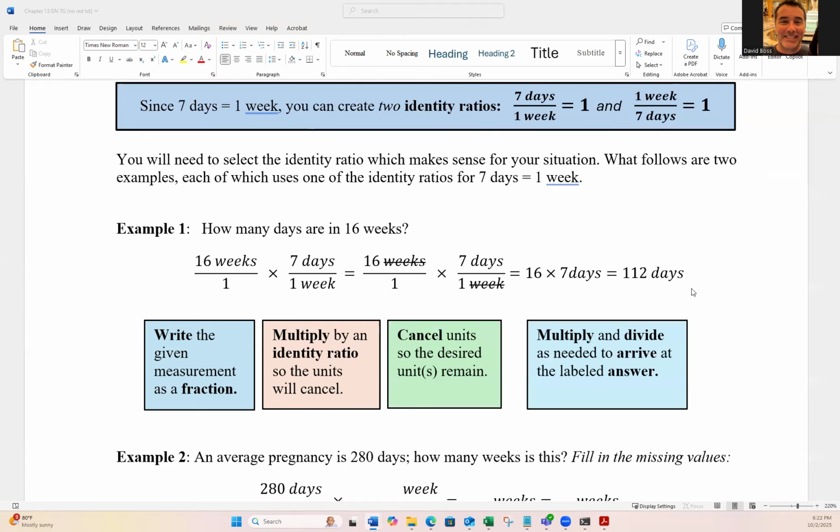Now what you want to do is set it up so that you have weeks on the bottom in one and weeks on the top in the other, because then they'll cancel out. Then you're just left with 16 times 7 days divided by 1 times 1. So 16 times 7 days equals 112 days. This might not resonate immediately, but as you start doing them and thinking about it, it might make a little more sense.